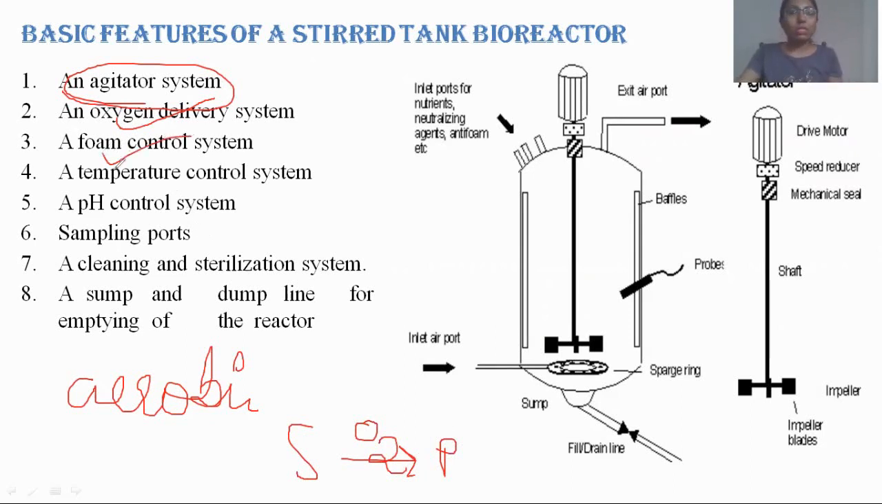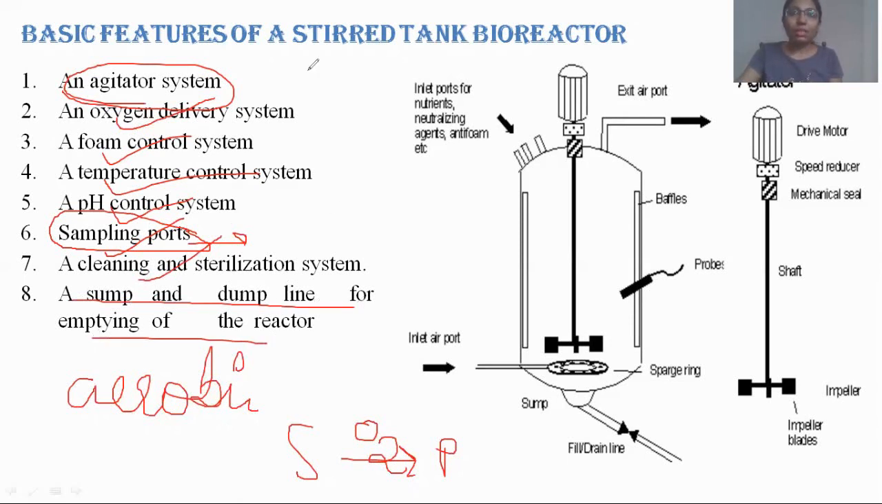Then a foam control system, a temperature control system, pH control system, and sampling ports. Why do you require sampling ports? Because they will check after 24 hours whether the product is forming or not, whether they are getting the expected results or not. Because sometimes, if the product is not forming and they have done the sampling, then they can pause the reactor for some time and resume it again. A cleaning and sterilization system, and a slump and dump line for emptying of the reactor.